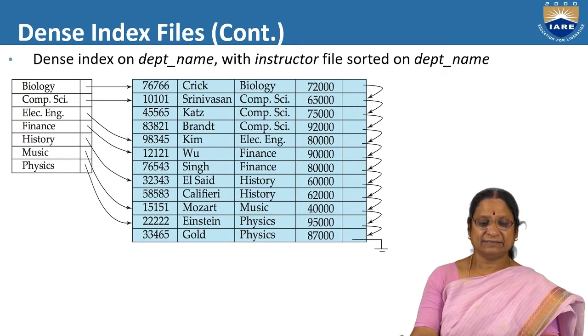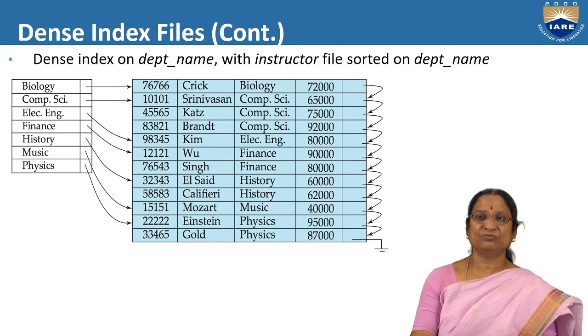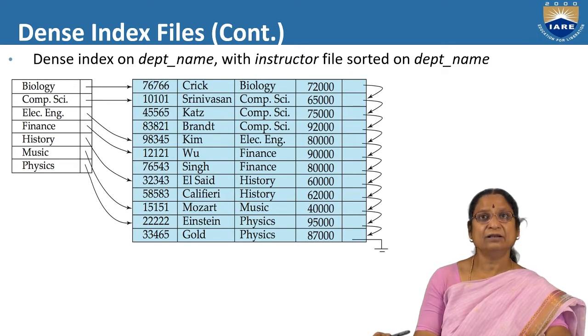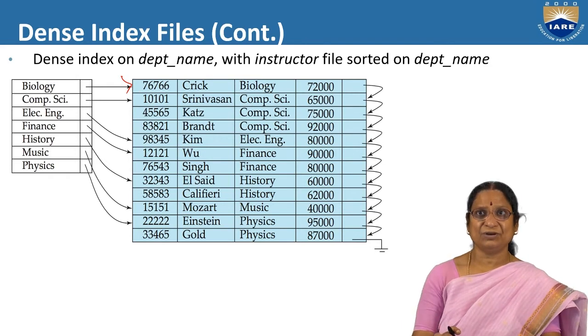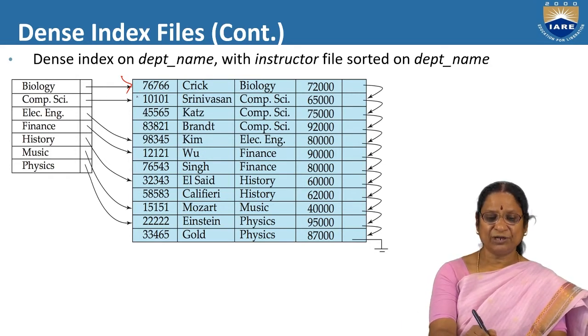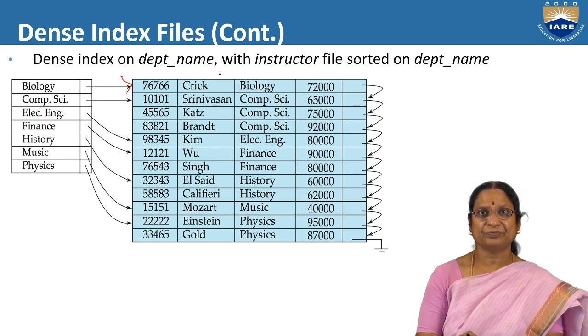A dense index file is observed here, for example, a dense index on department name with the instructor file sorted on department name. But department name was repeated here. So in such cases, the department name appears once, but for multiple records, the first record of the cluster is going to be considered. Now observe biology. Biology is pointed to the record where biology is there, but only one record. Computer science is pointed to the first record of the computer science cluster.